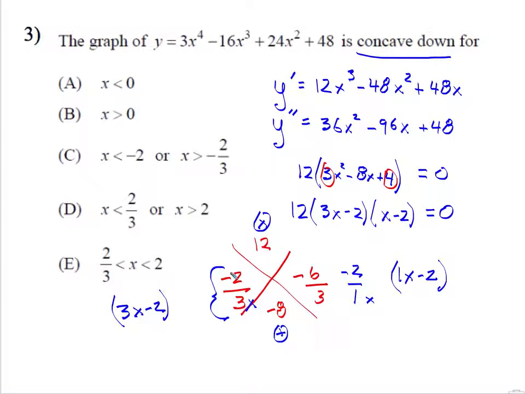And it's going to be 3x minus 2. You use the denominator with x minus the numerator. And then 1x minus 2. That's how I get both of the factors.